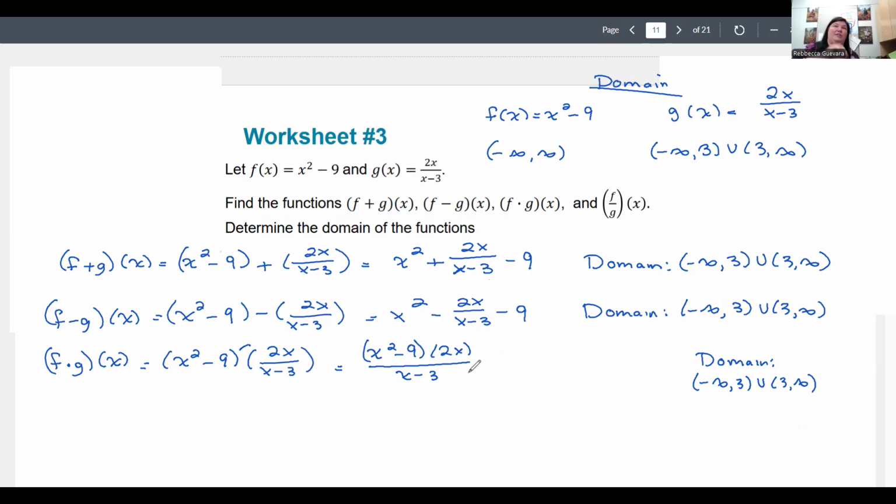So we need to simplify. I'm going to leave it like this because this x squared minus 9 actually just breaks down into x minus 3, x plus 3, times 2x, and then we have x minus 3 on the bottom. Our simplified version is just going to be 2x times x plus 3, or you could say it's going to be 2x squared plus 6x.